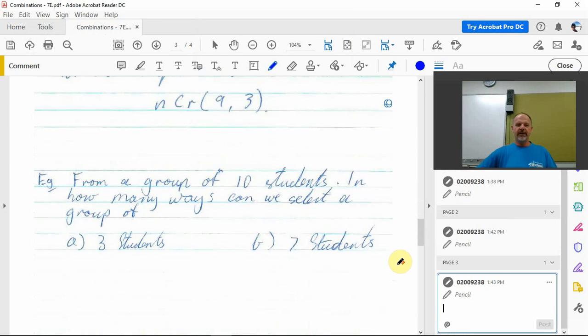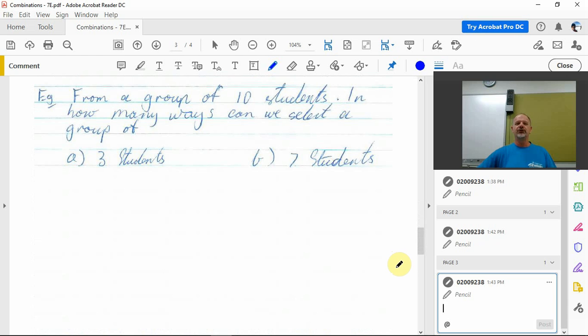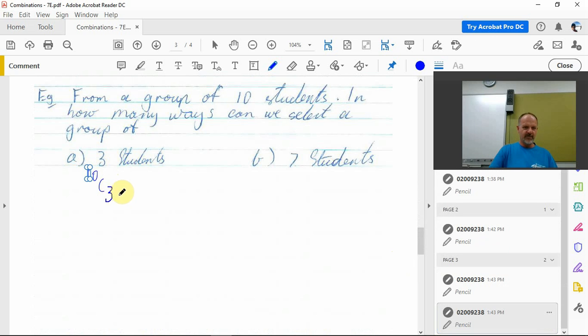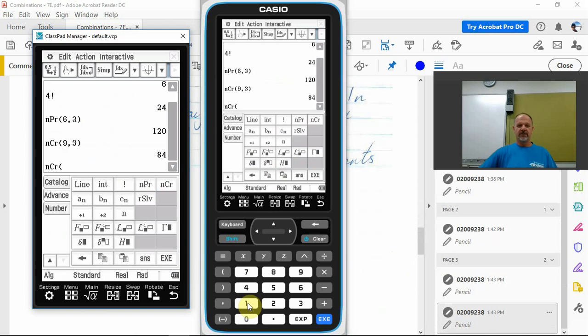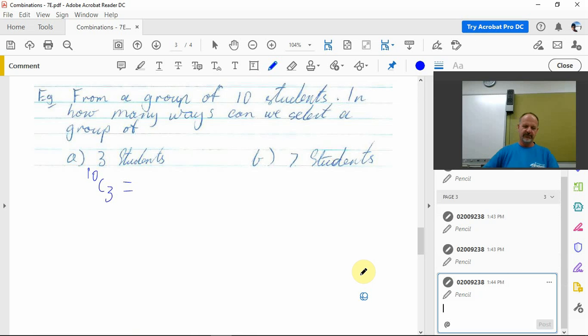Okay, so here we go. From a group of 10 students, in how many ways can we select a group of 3? If we're selecting 3 from 10, that's 10C3. Go to our calculator, 10 and 3, 120. So there are 120 ways there.